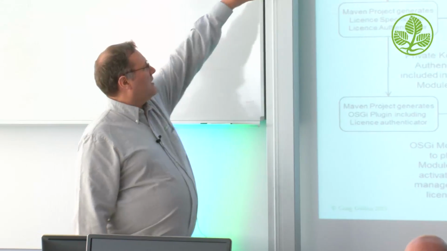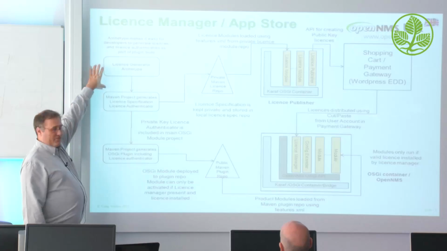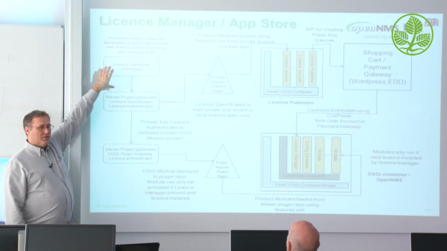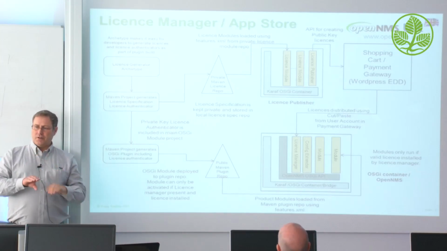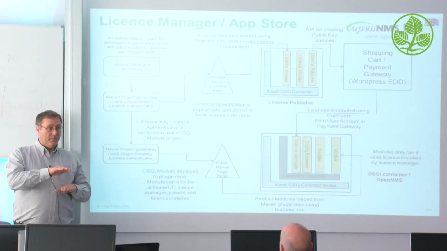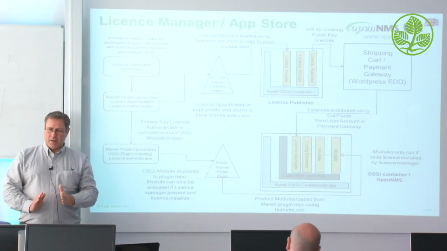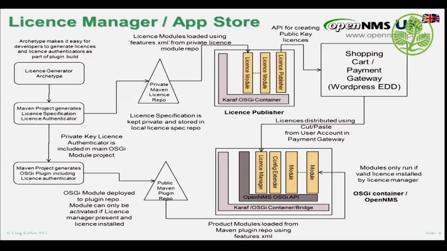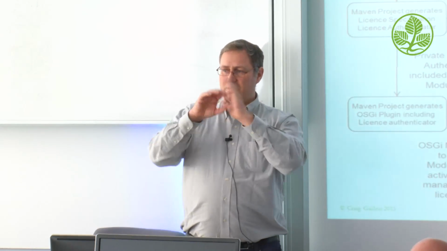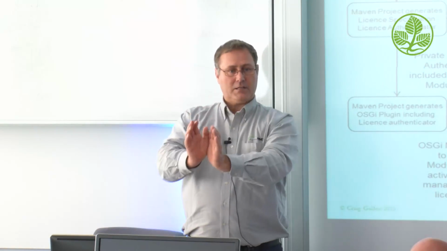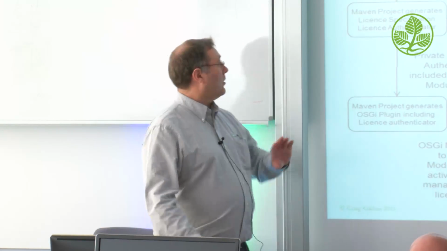So the first thing is that there's a Maven archetype that you can use to create a project that will contain all the standard bundles that you need to get things going. If you want to create a plugin for OpenNMS, you run that archetype and it gives you a plugin to start with. That plugin will include a license generator, a license authenticator, and a number of other things just to get you going with an OpenNMS plugin out of the box.